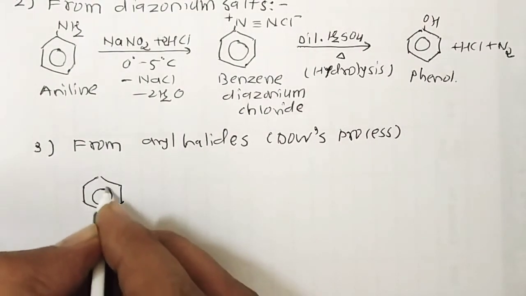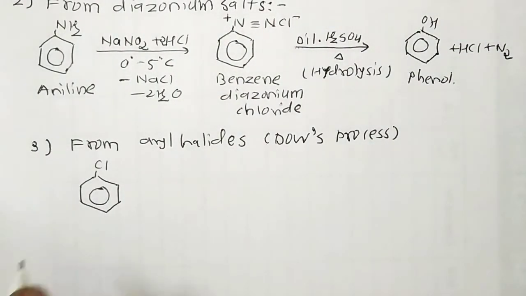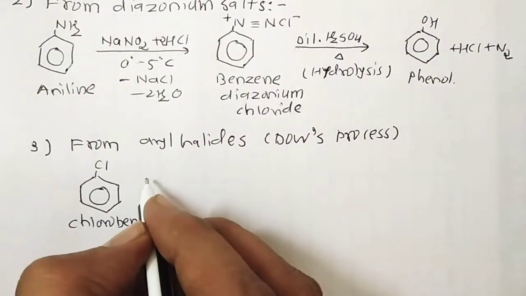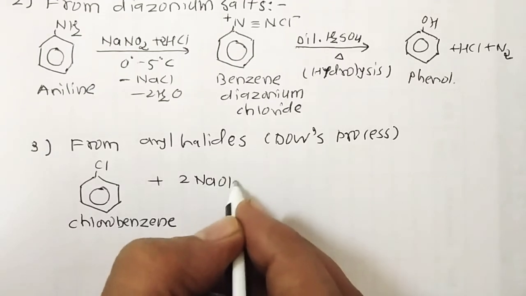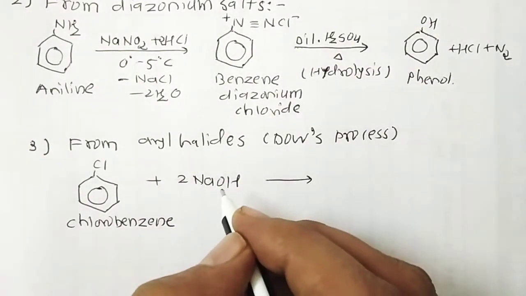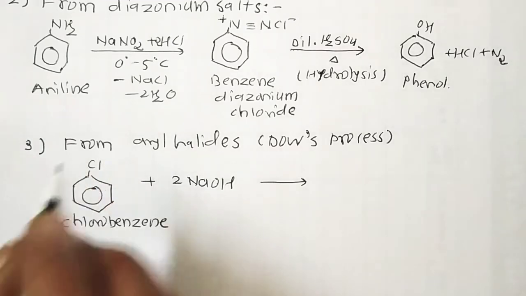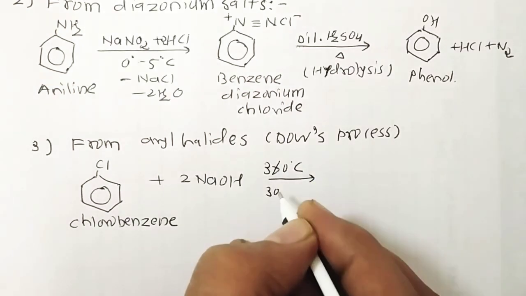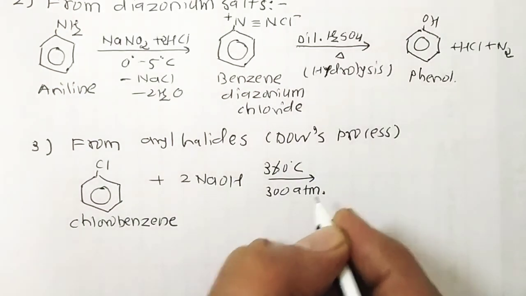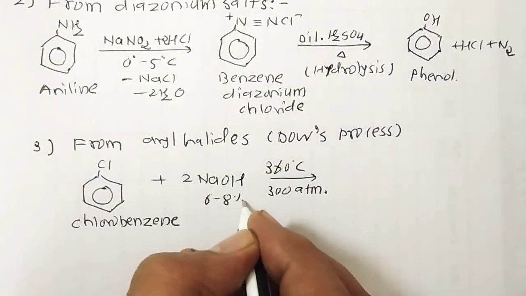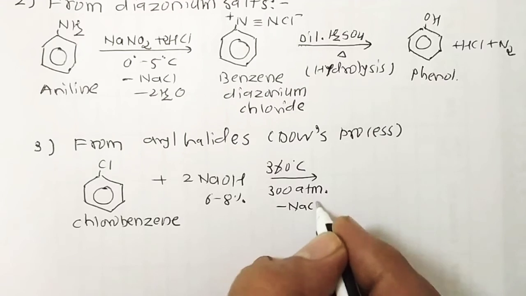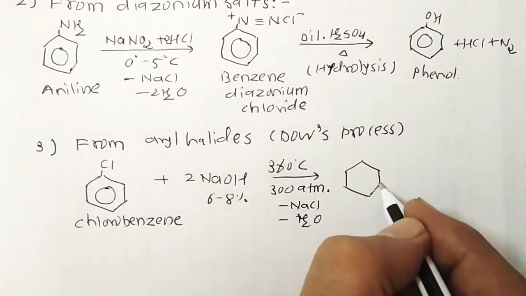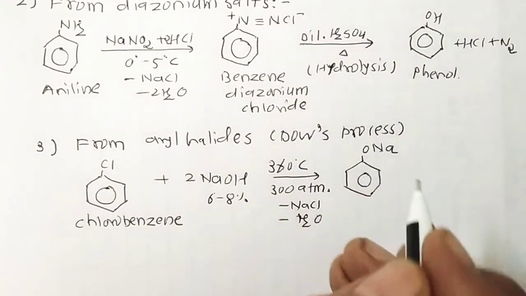First we have to take chlorobenzene. This chlorobenzene reacts with 2 moles of NaOH. One mole of NaOH is used because there is a displacement of chlorine with the hydroxyl group. At 360 degrees centigrade temperature and 300 atmospheric pressure, 6 to 8% concentrated NaOH solution is used. At that time it removes NaCl and water and is converted into sodium phenoxide. This sodium phenoxide is a salt.